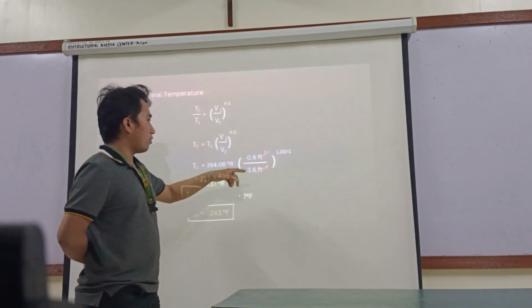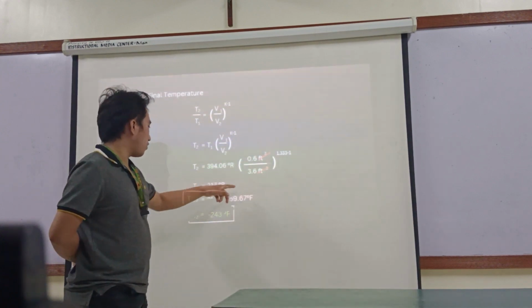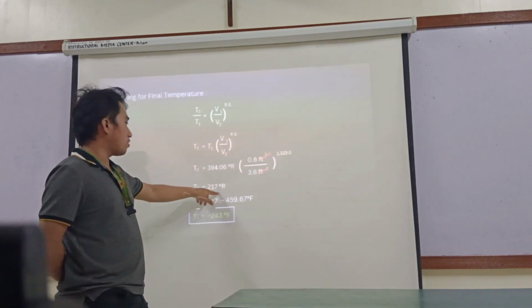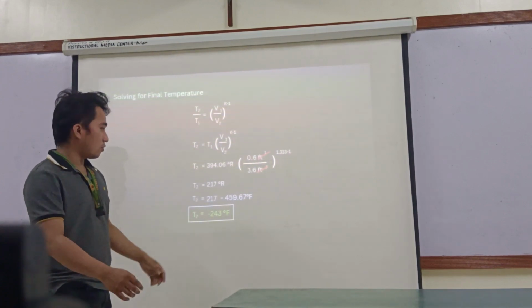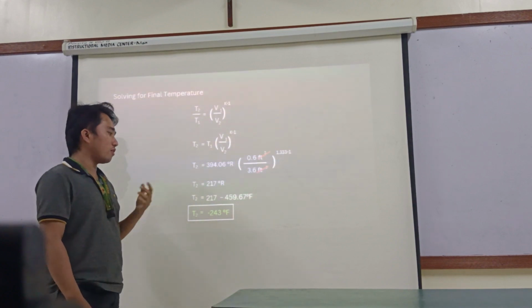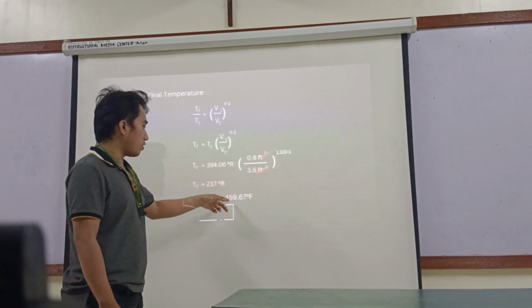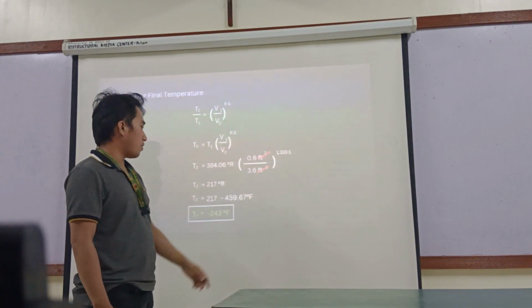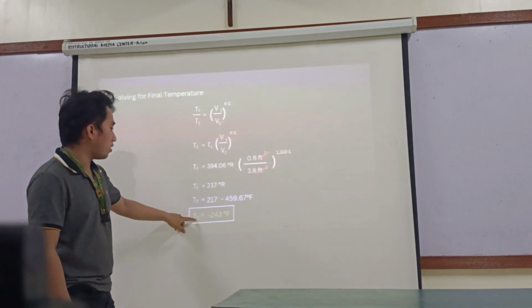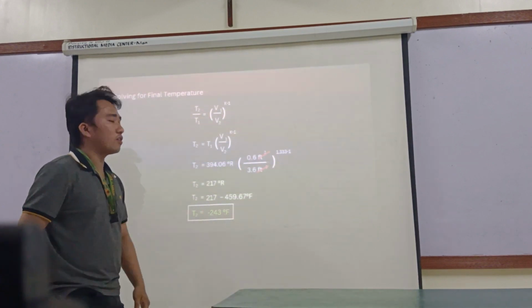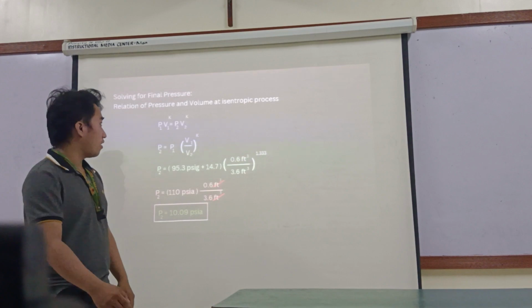So the final temperature in Rankine. We can cancel the cubic feet. So the final temperature is 217. But we have to convert that to Fahrenheit. 217 minus 459.67. So the answer would be the final temperature is negative 243 degrees Fahrenheit.